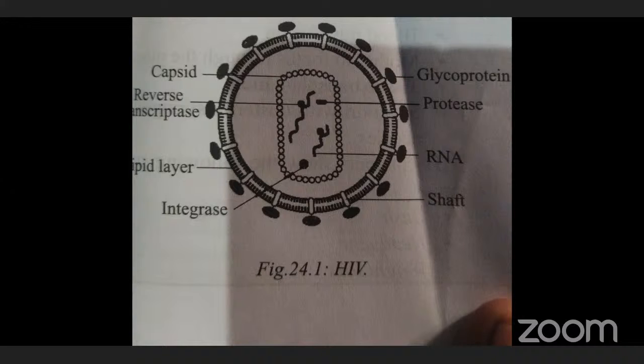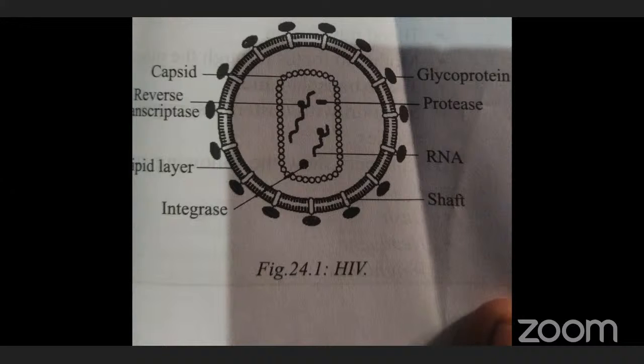So it comes under the retrovirus group. HIV is spherical in shape. It consists of an envelope, a capsid, and RNA. HIV has an envelope, which is why it is called an enveloped virus.